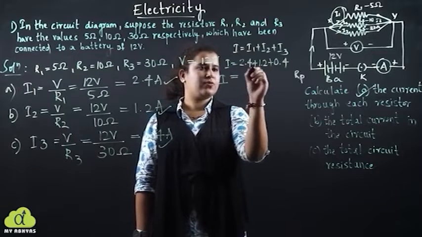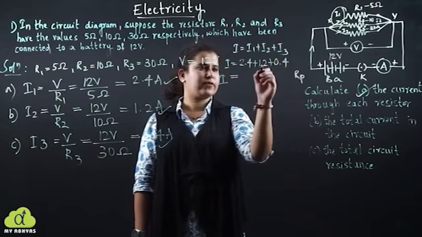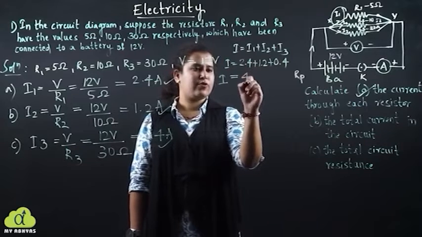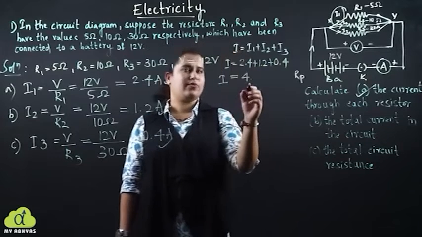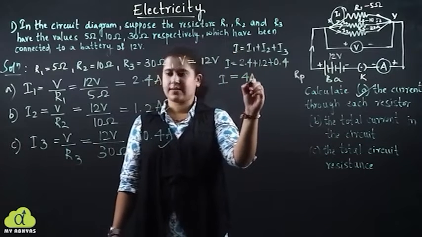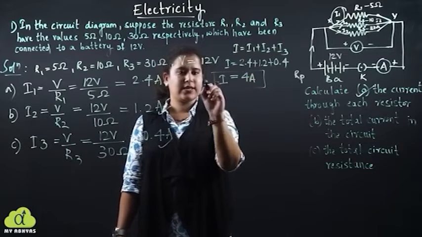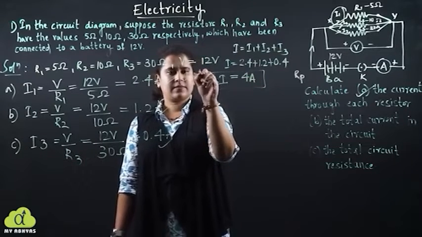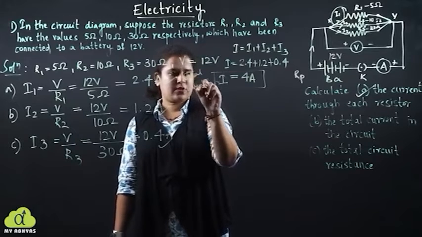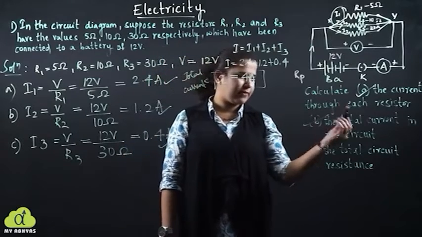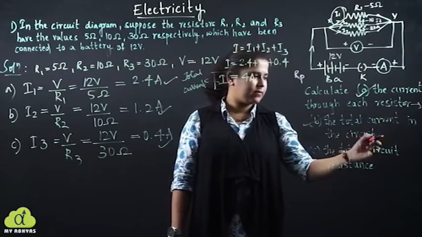And I will be equal to how much? It is 4, 4 amperes you can say. I is equal to 4 amperes. That is the total current. So after this, what do I have to find out? First one is done. Second one is done.